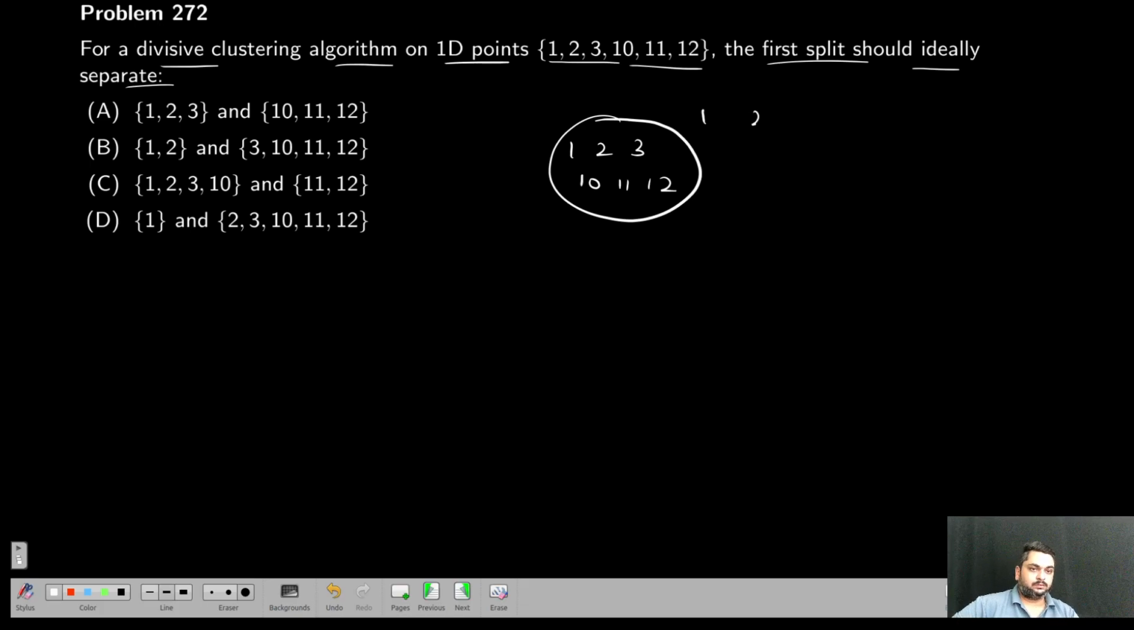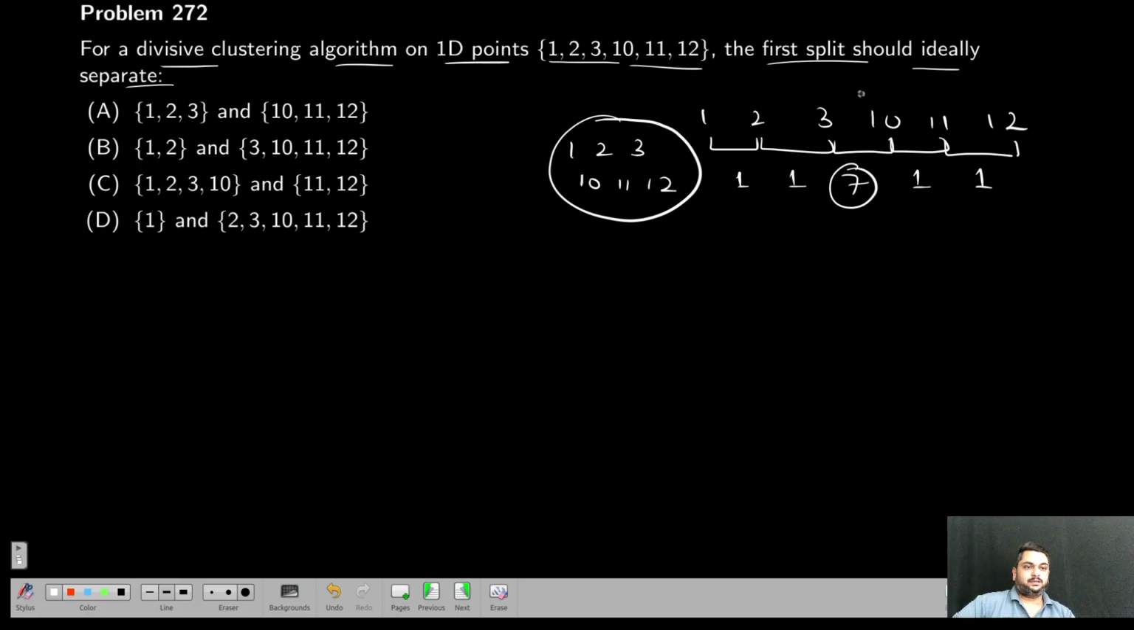Now 1, 2, 3, 10, 11, 12. They are arranged in ascending order. Now each pair you go on taking the difference. This pair difference is 1. This pair difference is 1. This pair difference is 7. This pair difference is 1. This is again 1. So if you observe here, ideally you have to split here. This is the maximum distance.